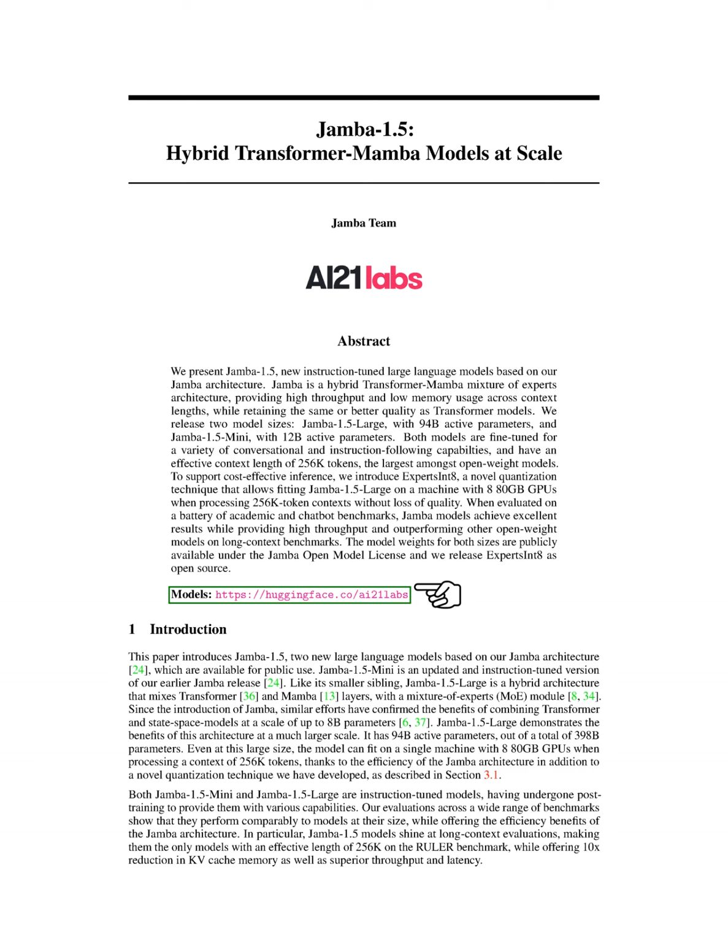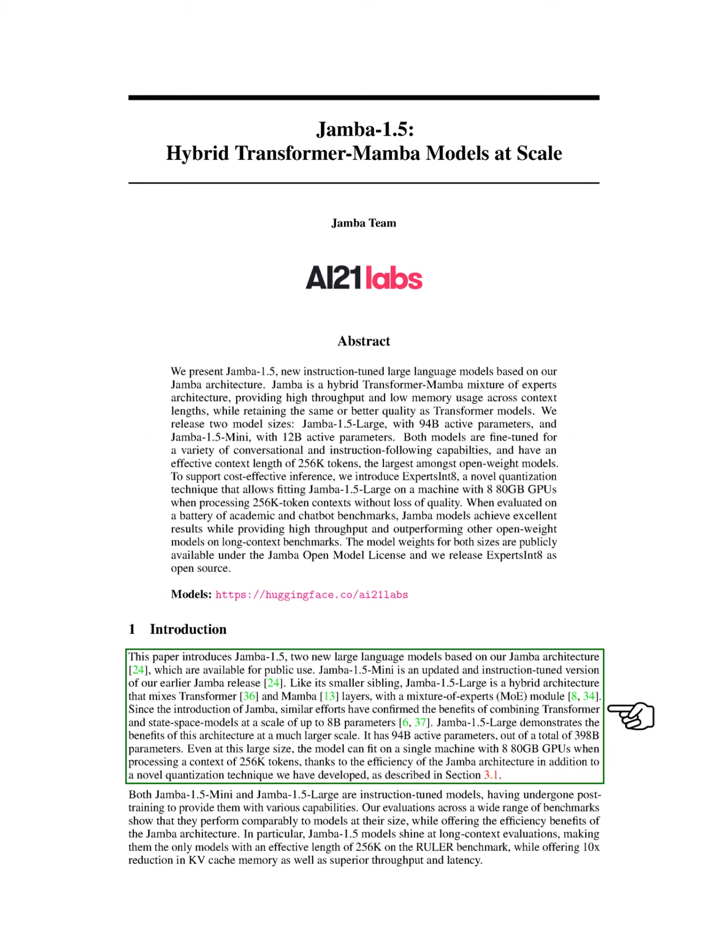Our previous work has shown that merging Transformer and state space models is beneficial, and Jamba 1.5 Large showcases these advantages at a much larger scale, with 94 billion active parameters out of a total of 398 billion. Despite its size, Jamba 1.5 Large can run on a single machine equipped with 8 80GB GPUs when processing a context of 256,000 tokens, thanks to the efficiency of our architecture and a new quantization technique we developed.